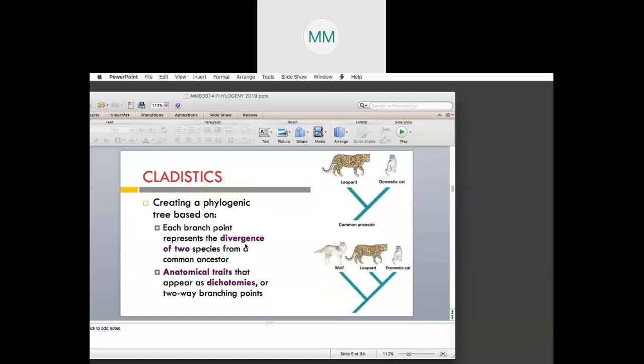Okay? So then, cladistics is basically creating a phylogenetic tree based on each branch point. This is the branching part, and this is the points. It represents the divergence or splitting of two species, sometimes more, from a common ancestor. So this is the common ancestor here before they split. Anatomical traits that appear as dichotomies or two-way branching points. So basically what you're trying to say here is that if you were to represent this in a cladistic form, it will show branching points like this. Okay, so far before I move on, are we quite clear?